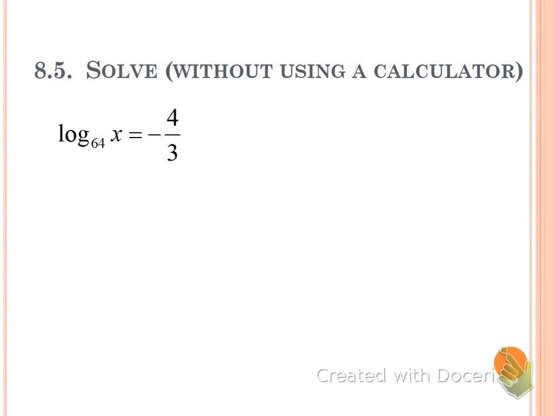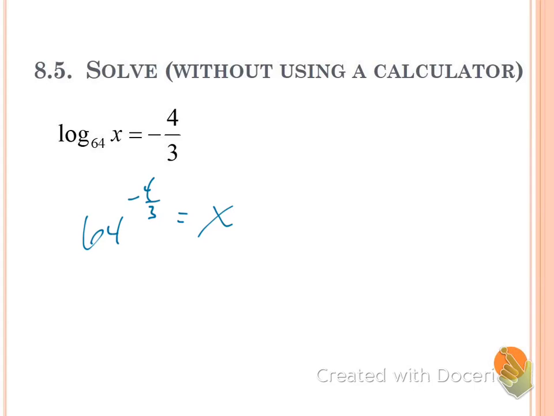Take a look at this one. Can you at least rewrite it? Give yourself a second and rewrite it. Okay? Did you make this 64 to the negative 4/3 power equals x? That's what you wanted to do.